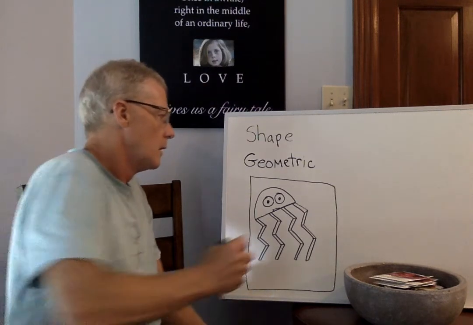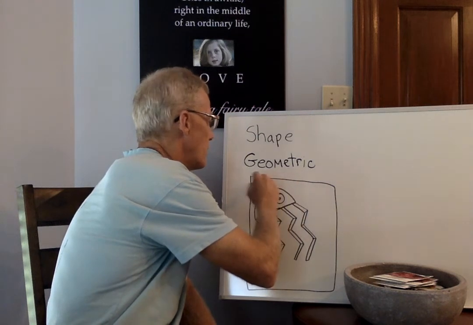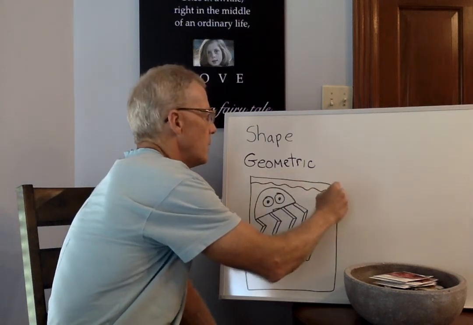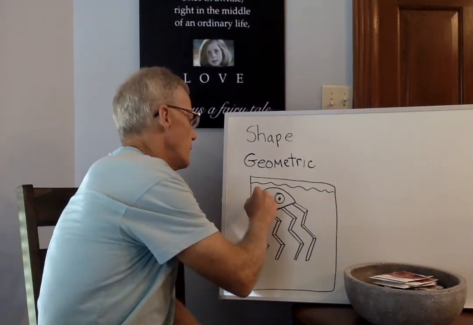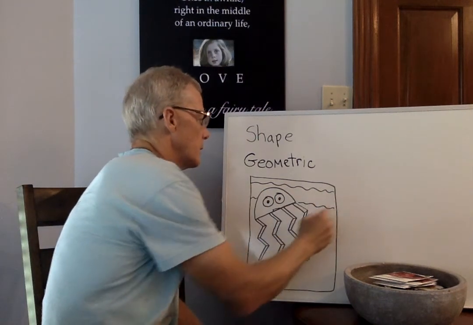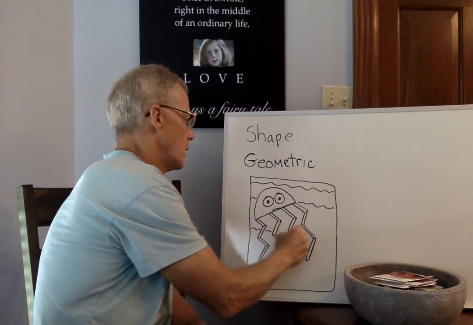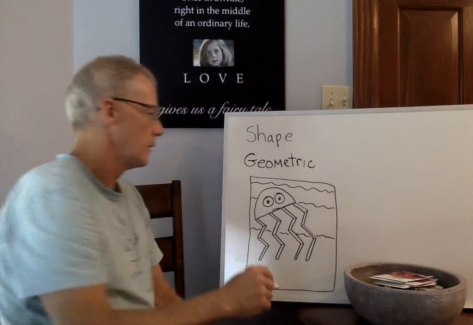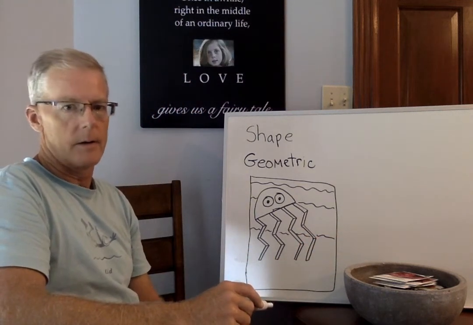Okay? Now let's put a line above, a wavy line above his head. Now we may put another wavy line next to his head. All right, I want to make him look like he's in water. Okay.